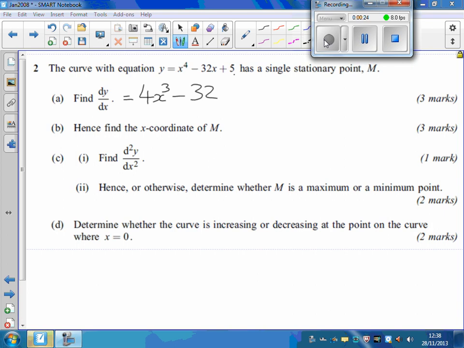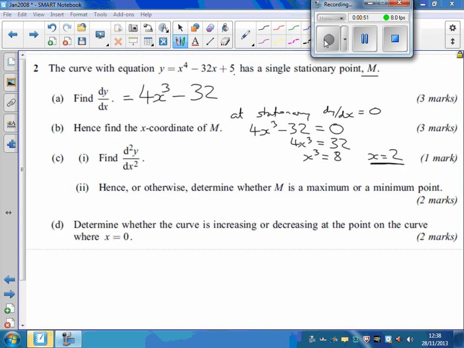Well, m is the stationary point, and at a stationary point, I'd write, the thing we're looking for is dy by dx equals 0. So let's write this thing here equals 0. 4x cubed, take away 32, equals 0. Add the 32 to both sides, divide them both by 4, gives you 8. You should be knowing that 8's a nice answer for this, because it gives x equals 2 as the number there. It does only ask for the x coordinate, so let's stop there.